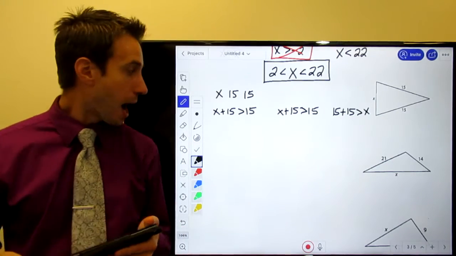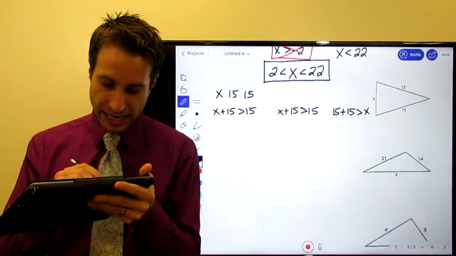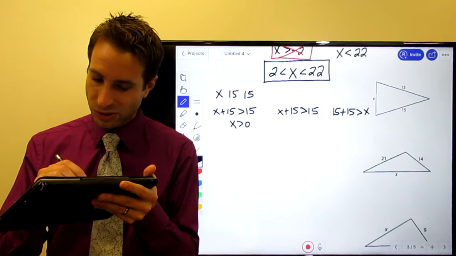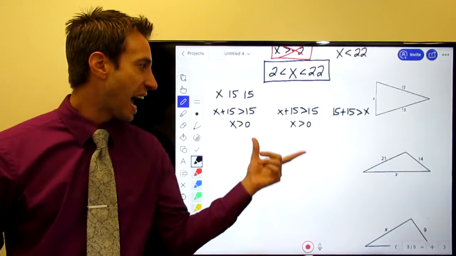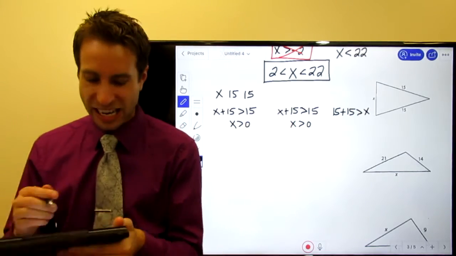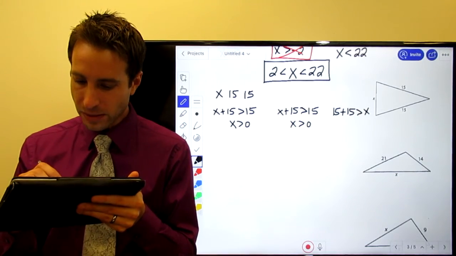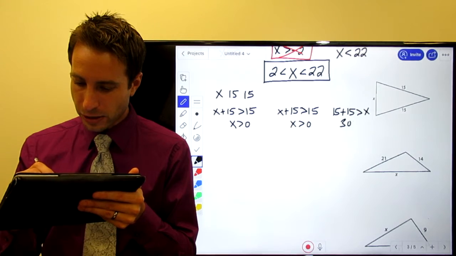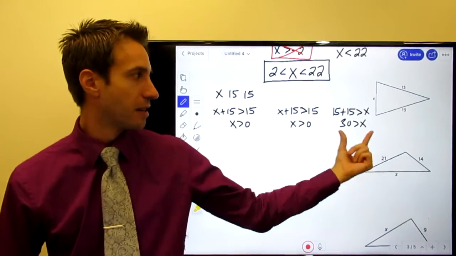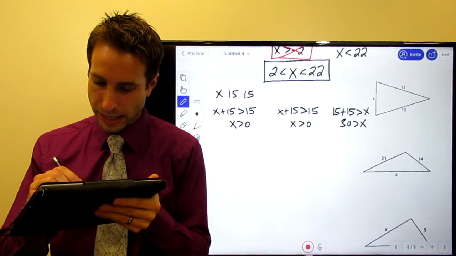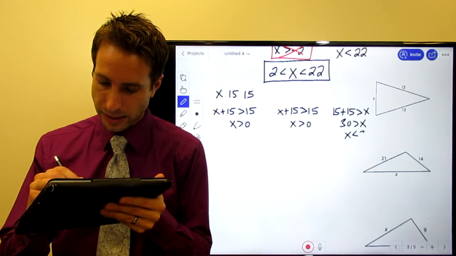All right, here we go. I'm going to subtract 15 to the other side. I get x must be greater than 0. Same thing here. Subtract 15 to the other side. x must be greater than 0. I got the same answer twice. Whatever. Ignore one of them. And then I get 30 is greater than x. Again, I don't want that x to be on the right-hand side. Flip that guy over. So x has to be less than 30.